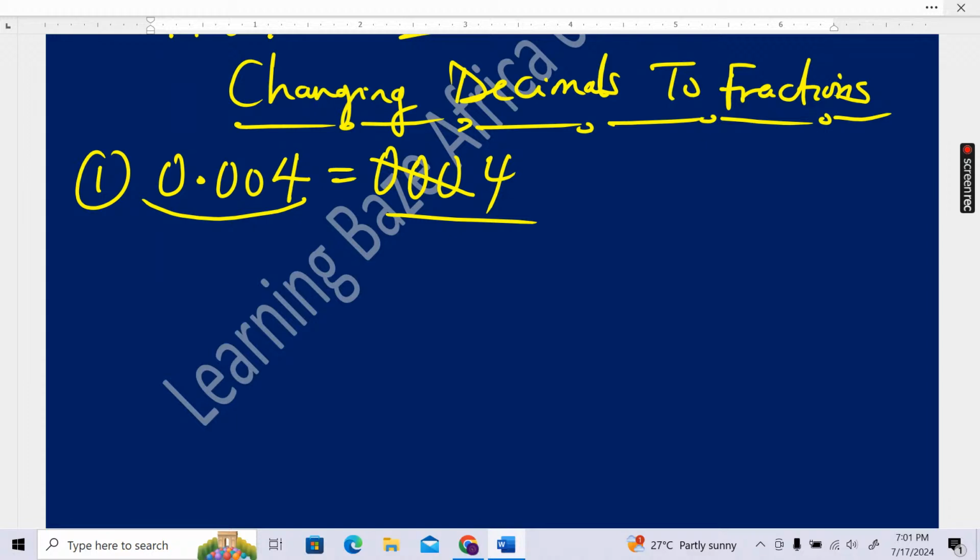So that will be 4 over what? We need to have a denominator. Now, look at after the decimal point. Count the digits that are after the decimal point. So let's count together. 1, 2, 3. You go to the denominator, write 1, 2, 3. So that is 1,000. So that will be 4 over 1,000.